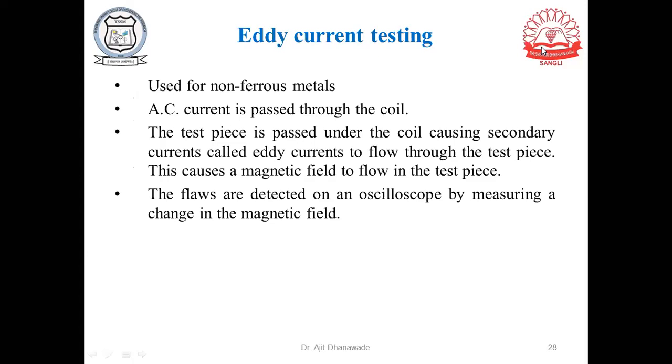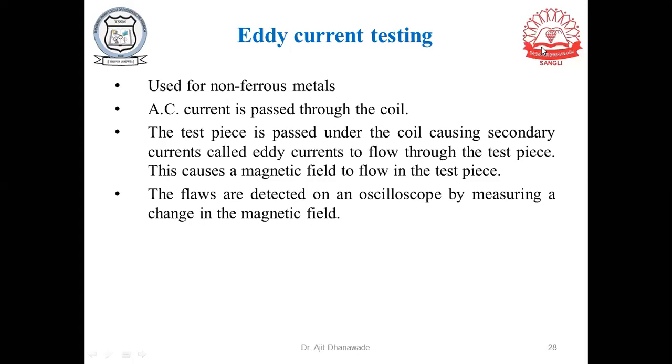First is the eddy current test. Obviously, when its name is eddy current test, there must be some major role of current, so we'll see how current plays an important role in this particular test. Usually eddy current tests are used for non-ferrous metals, and one more criterion is that the material should be conductive, otherwise there is no use of current. During this stage, AC current is passed through the coils. Some coils are designed for this particular application, and in those coils AC current is passed.